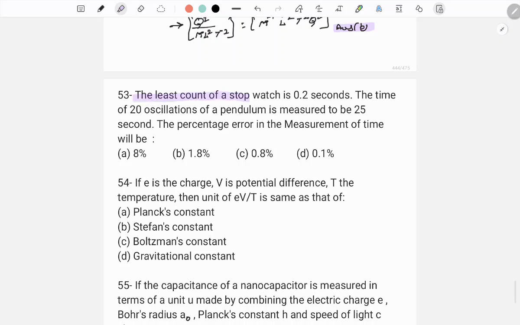53. The least count of stopwatch is 0.2 seconds. The time of 20 oscillations of the pendulum is measured to be 25 seconds. The percentage error in the measurement of time will be.